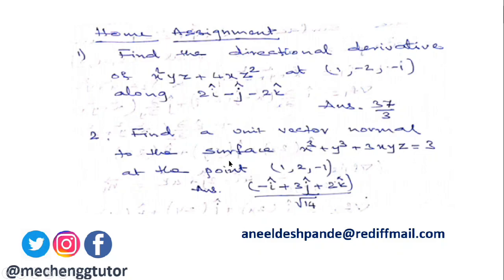Second problem, find a unit vector normal to the surface x cube plus y cube plus 3xyz is equal to 3 at the point (1, 2, -1). Answer, here you should get (minus i plus 3j plus 2k) upon root 14.